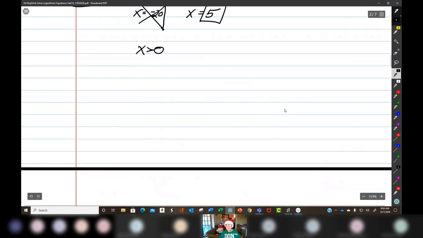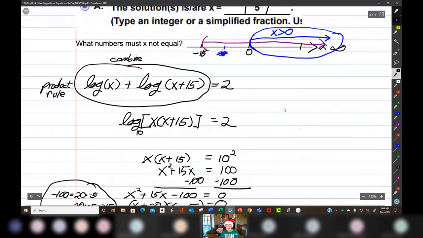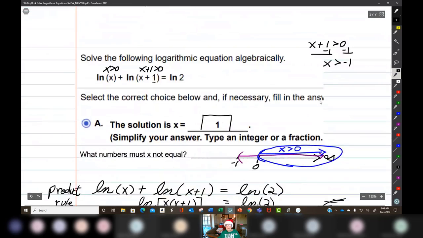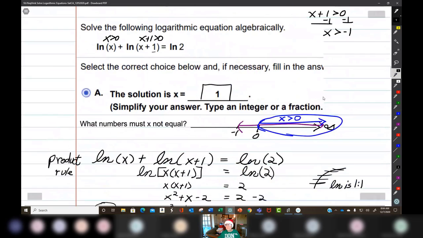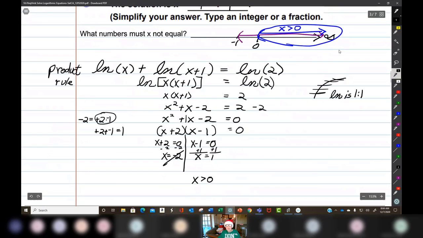Different rules. Here we have to use the definition of what a logarithm is. Here we have to use the definition of what a one-to-one function is. Or just remember that the ln of an argument equals the ln of an argument. When that's true, then the arguments are going to equal each other. You don't really have to know anything much about one-to-one functions.